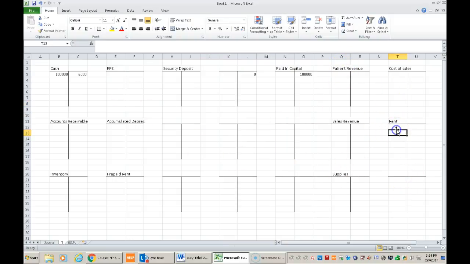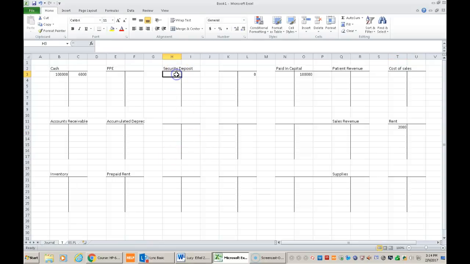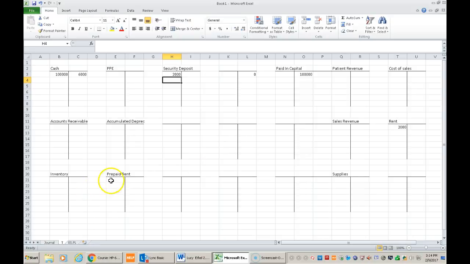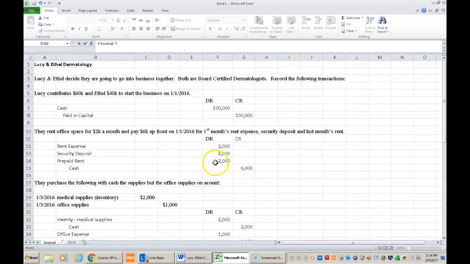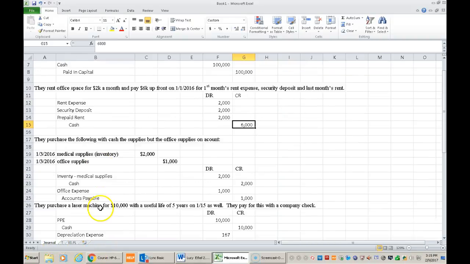So here we have our rent. We're going to get that back from over here. We're going to have our security deposit. Remember, a debit goes to a debit, so that's why I don't have to think too much here, right? And our prepaid rent. So you need a T account for every account that you're going to hit. Okay? So now we've done those two journal entries.